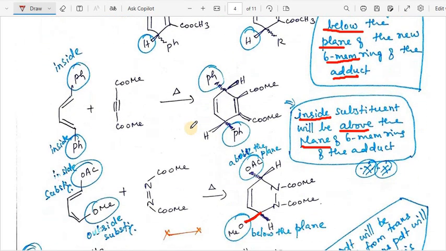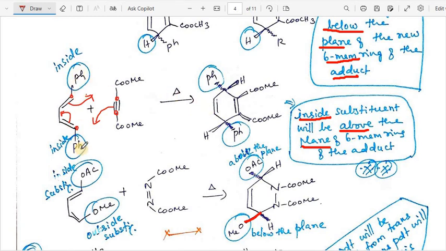Coming to the second type, the inside substituent will be above the plane of the 6-membered ring of the adduct. See here, this is the diene and this is the dienophile. What will happen? This ring will go in. This pi bond will go in and this pi bond will come out between this carbon and this carbon. This pi bond will come down between this carbon and this carbon. Therefore, the adduct will be formed. It is a general one.